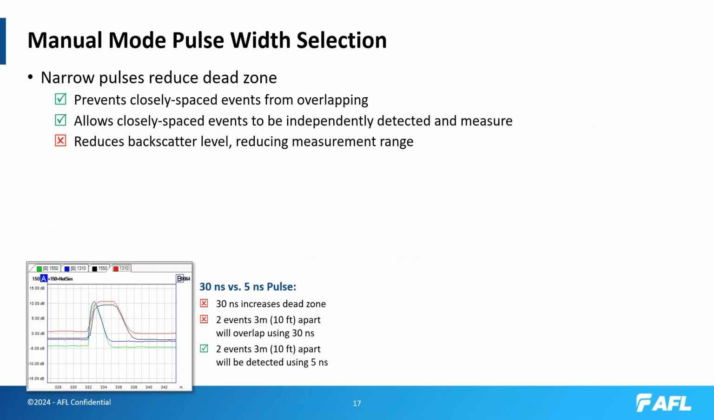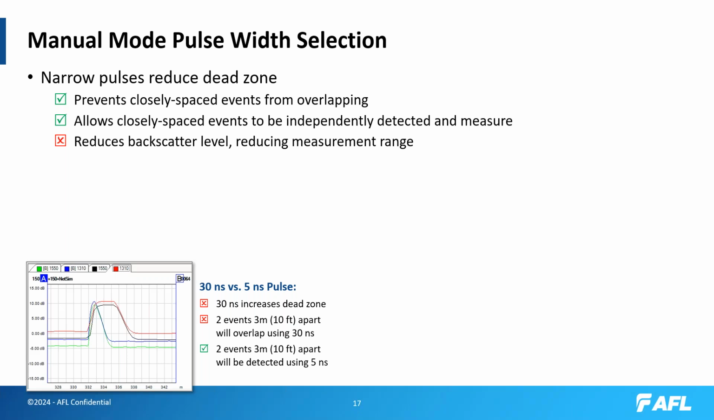So manual pulse width selection. As I had mentioned, narrow pulses reduce your dead zone. So this can prevent closely spaced events from overlapping, and it allows closely spaced events to be independently detected and measured. However, the backscatter level is lower, and that reduces your measurement range.